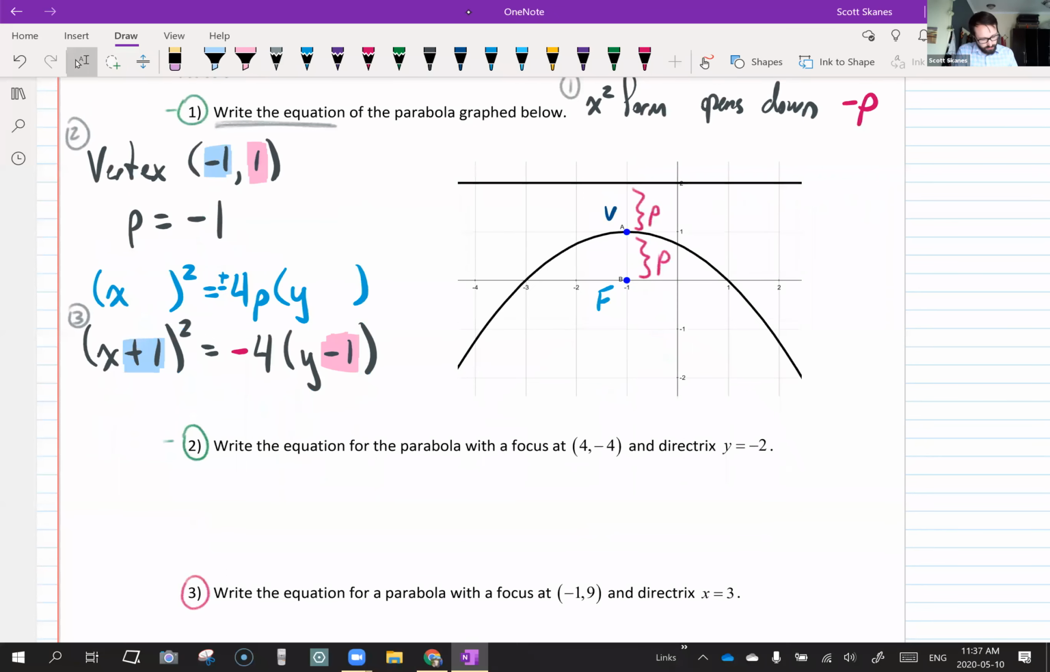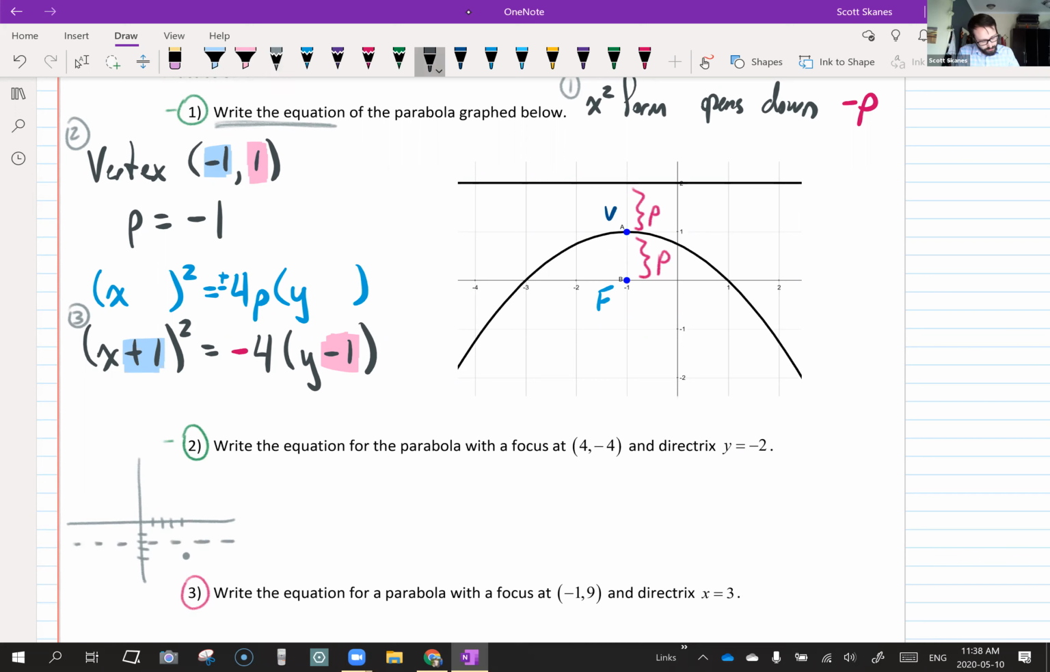So first, write the equation for a parabola. I'm looking at this one. Write the equation for the parabola with a focus at (4, -4) and a directrix at y equals -2. So our focus is at 4, -4: 1, 2, 3, 4, and 1, 2, 3, 4. That's our focus. The directrix is at y = -2.